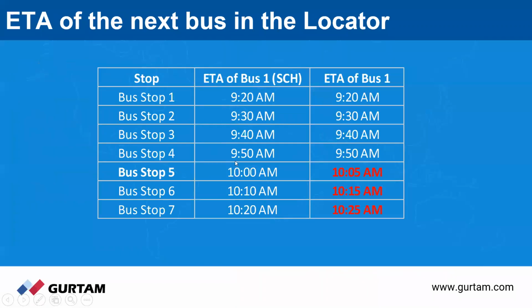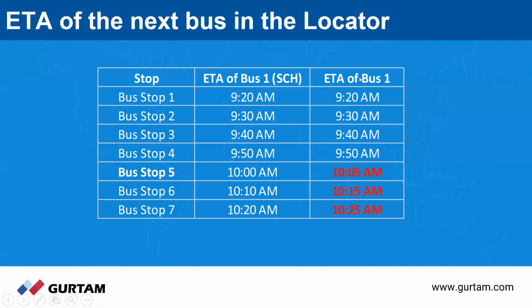Okay, so this is how the newly introduced estimated time of arrival logic looks. Before we just had the scheduled estimated time of arrival. So here are 7 bus stops, and we will see that the bus is coming every 10 minutes. For example, at bus stop number 1, the estimated time of arrival of bus 1 is 9:20. So that was our old feature.